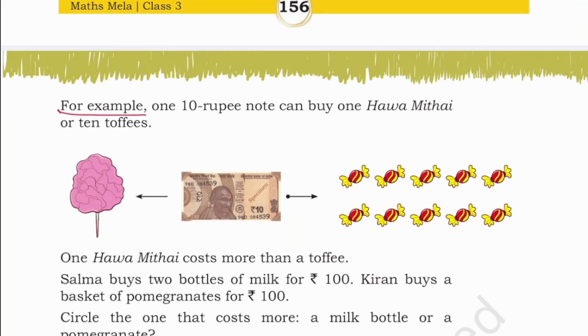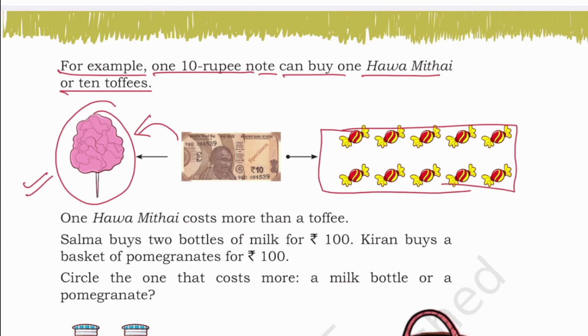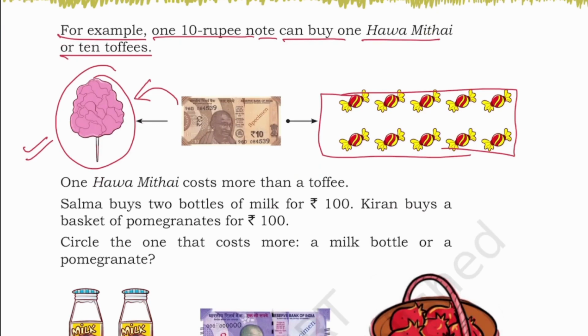For example, one 10 rupee note can buy one hawa mithai or 10 toffees. You can see, using one 10 rupee note you can buy one hawa mithai or 10 toffees of 1 rupee each. That means one hawa mithai is costlier than one toffee. One hawa mithai costs more than a toffee.